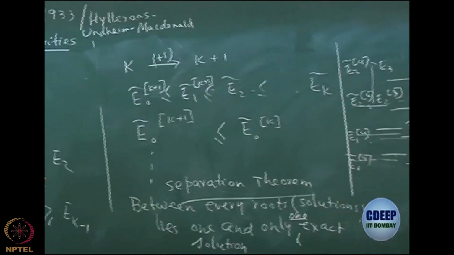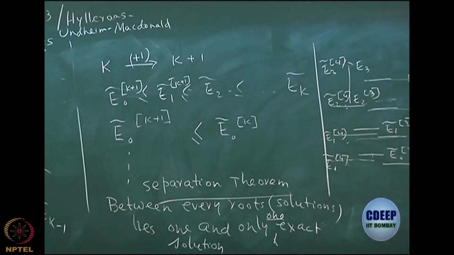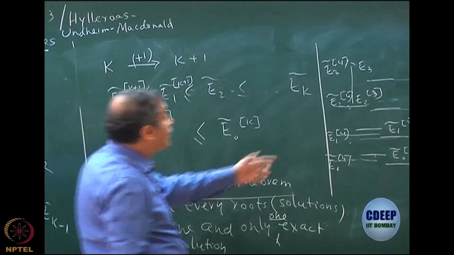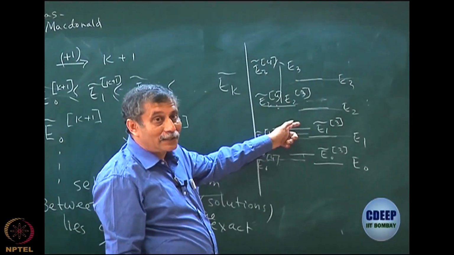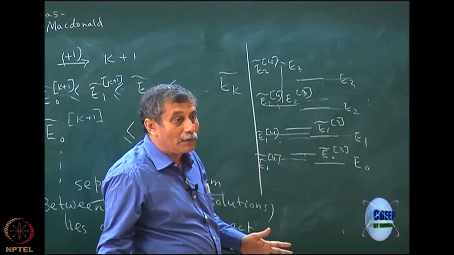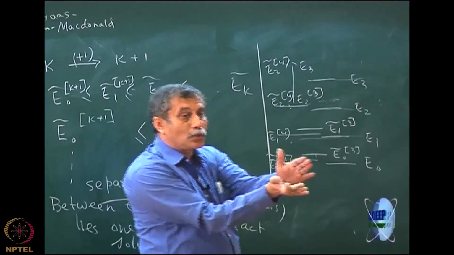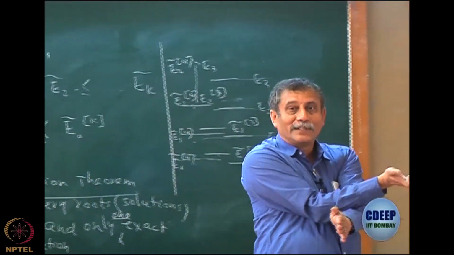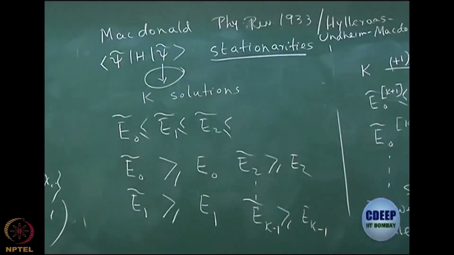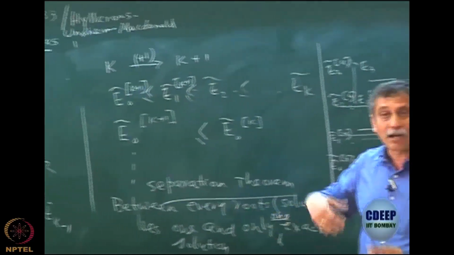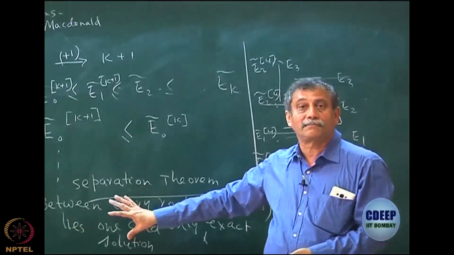This is actually the content of the theorem, which essentially says that nothing can cross its own root, because if it crosses, then this theorem will be violated, because then between the two roots there will be no root. So essentially the variation method that I stated is actually a consequence of the separation theorem. What MacDonald did was actually to prove this theorem.